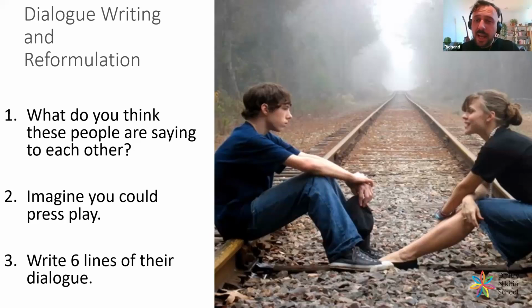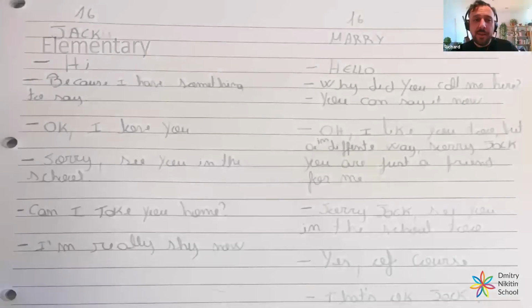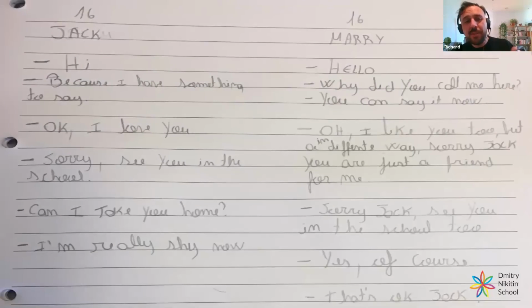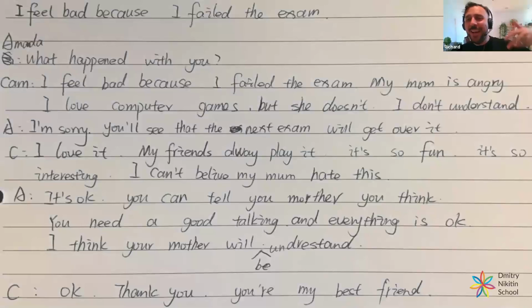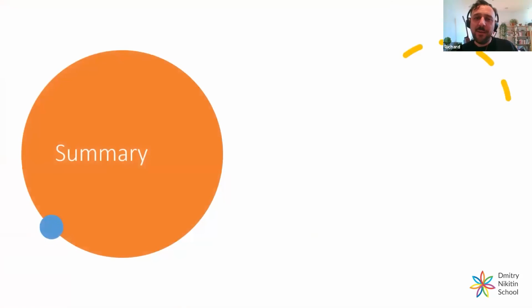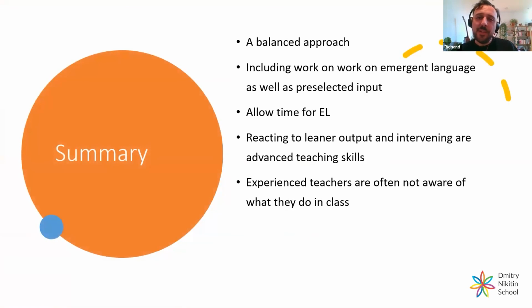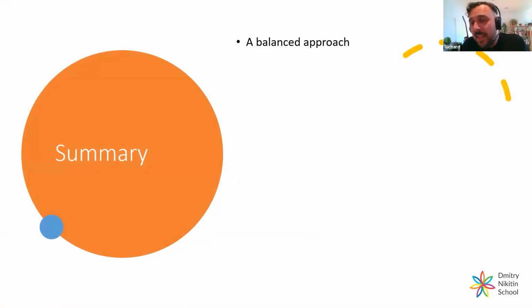So what I would say is have a go at these kinds of activities. We don't have time to look at them today, but this is an elementary class who produced this dialogue. If we had time today, we'd have a look at what they'd written and how we could reformulate some of their language. So what I'm saying is take a balanced approach.